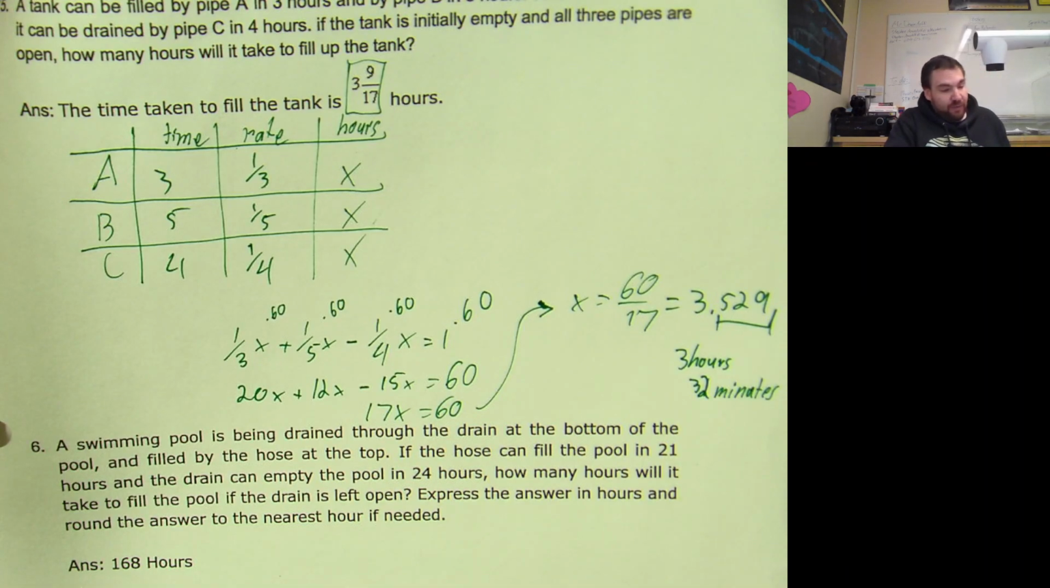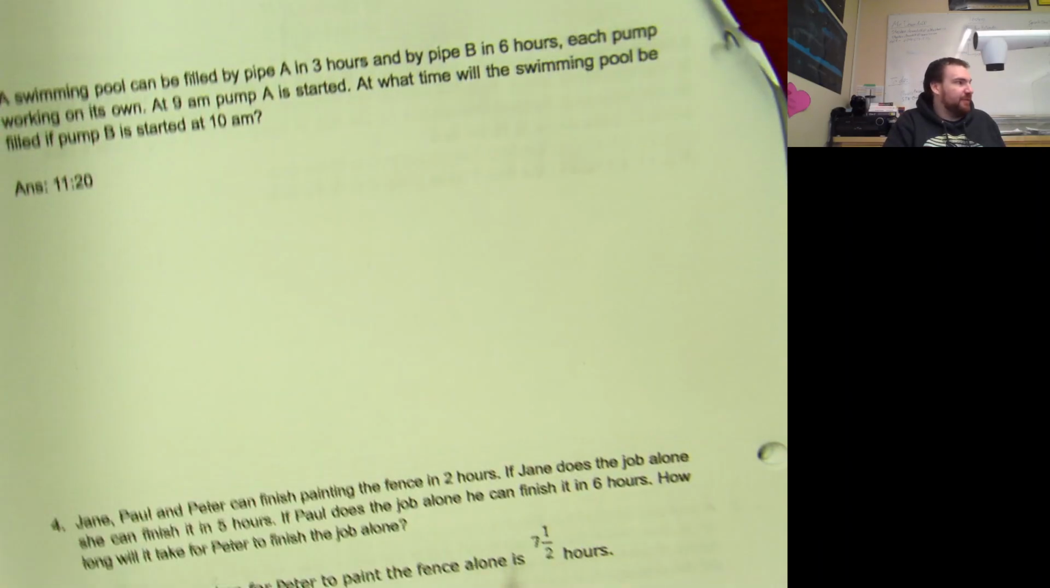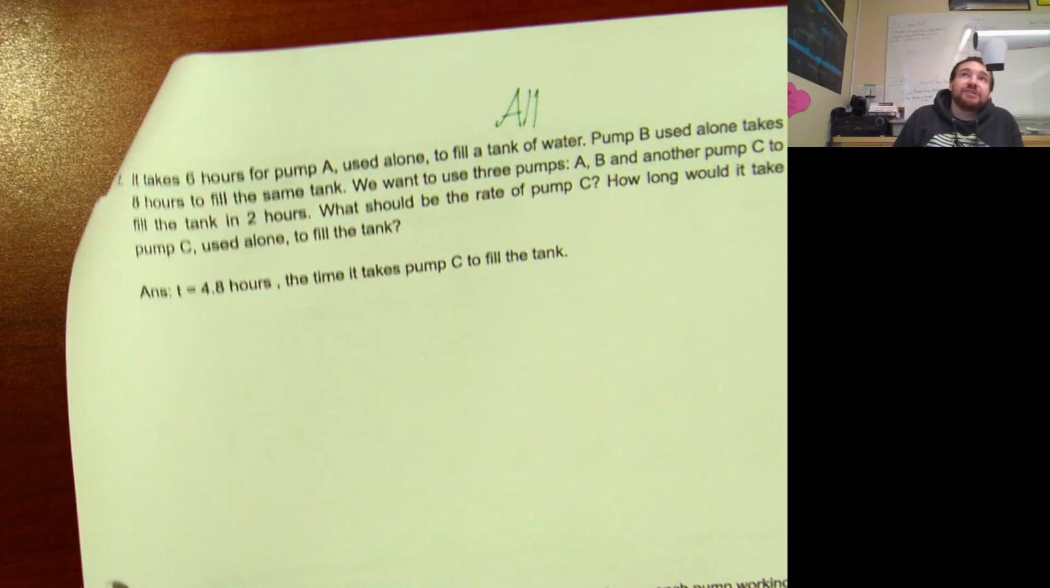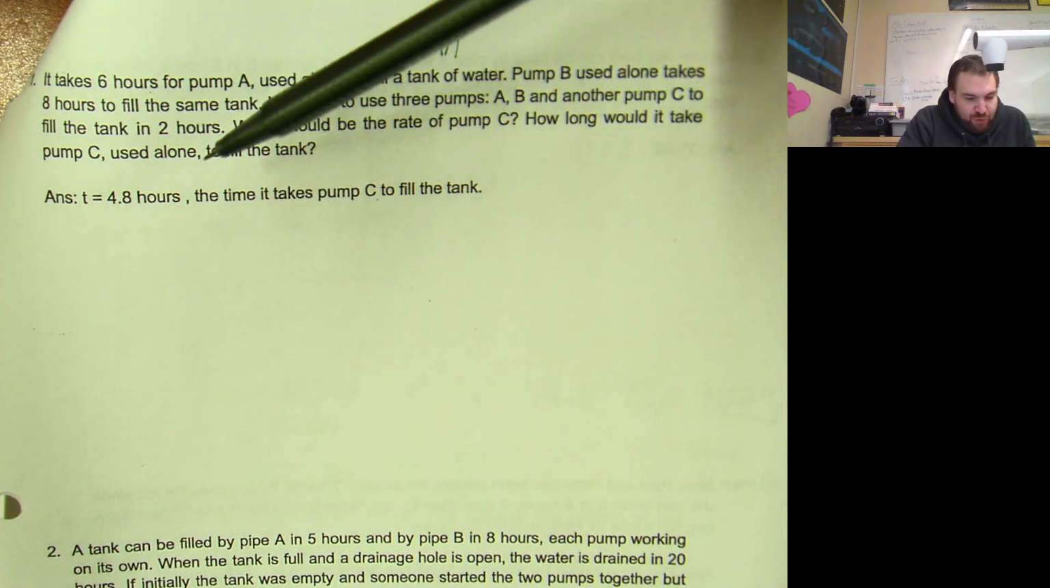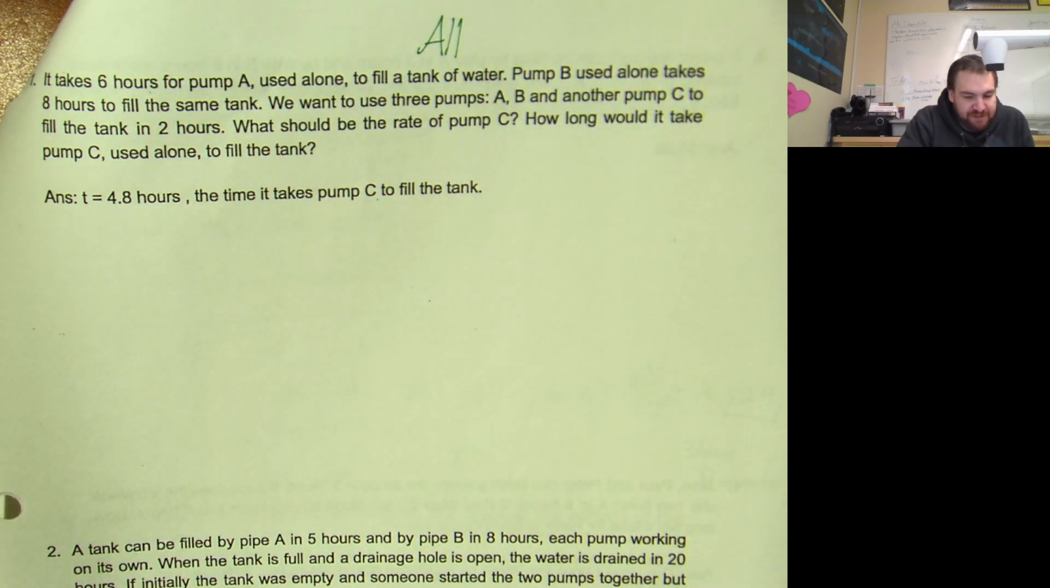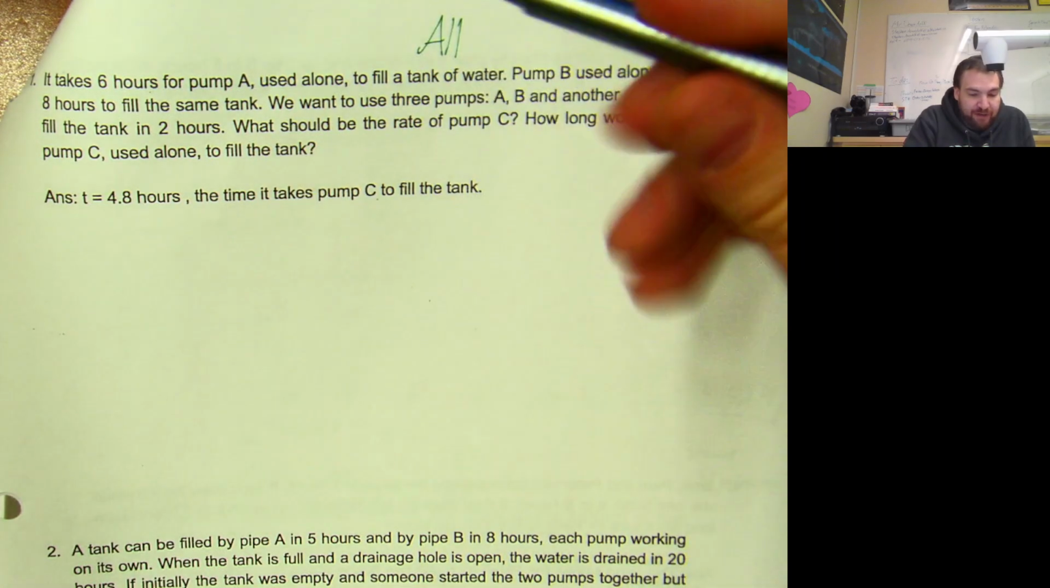Yes. Which number? Number 1. It takes 6 hours for pump A. Pump B alone takes 8. We want to use 3 pumps, A, B, and another pump C, to fill the tank in 2 hours. At what rate should pump C be done in? Okay, so this is just like the first example I did, combined with more people, except they're all contributing.